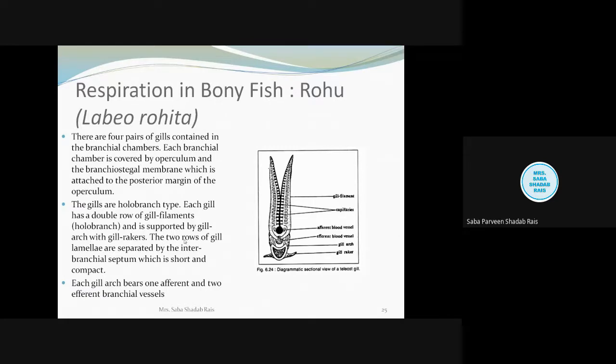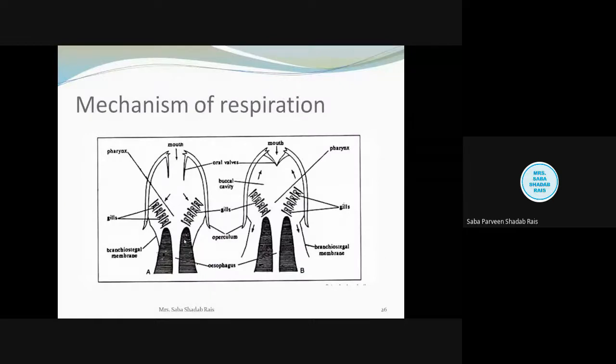So here one afferent and two efferent branchial vesicles are there. Now, what is the mechanism? Mechanism is simple. Lateral movement of opercula will bring about the respiration. Now, these are the opercula, so there will be a lateral movement because it is present laterally towards the body.